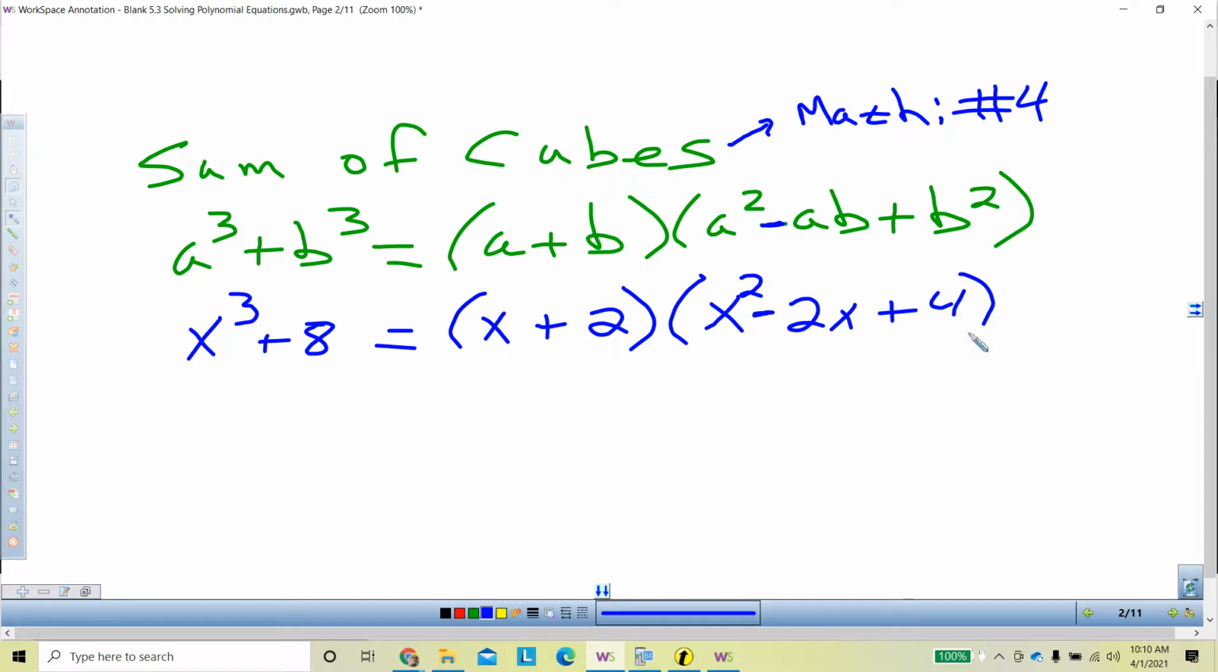And then you look at that and you're like, oh, that's not that bad. Oh, just wait. We're just getting started. So now this parenthesis, the second parenthesis, will never factor. So you always have to do quadratic formula. A equals 1, B equals negative 2, C equals 4.